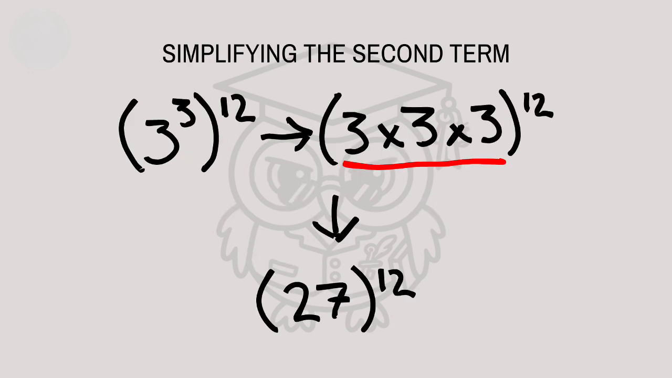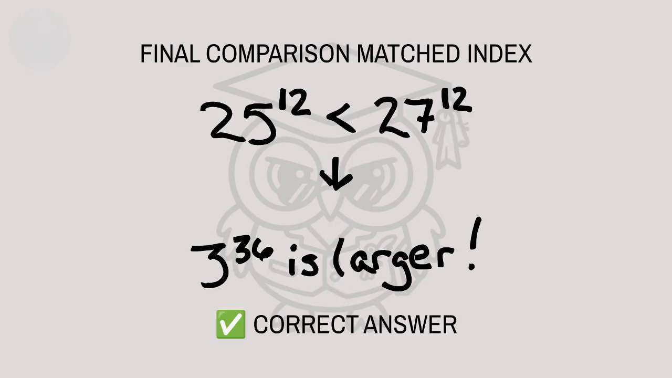Evaluate the interior of the second grouping. 3 cubed is equal to 27. This reduces the second term to 27 to the 12th power. Compare the two modified values, 25 to the 12th power against 27 to the 12th power.